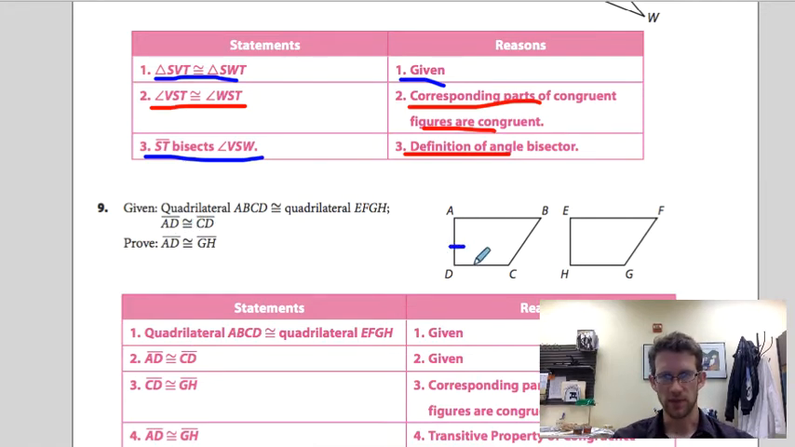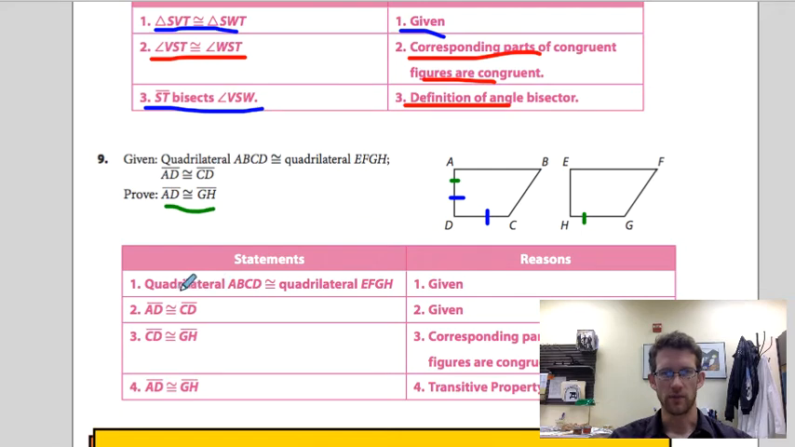The other given is that AD is congruent to CD, so AD is congruent to CD. I'm going to mark this with tick marks this time. AD is congruent to CD. So we need to prove that AD is congruent to GH. This is what we're going to prove here. AD is congruent to GH. Well, how are we going to prove that? First, we can write down our givens.